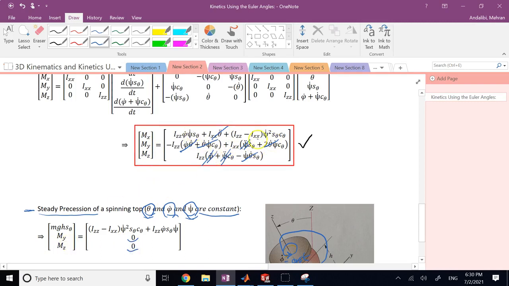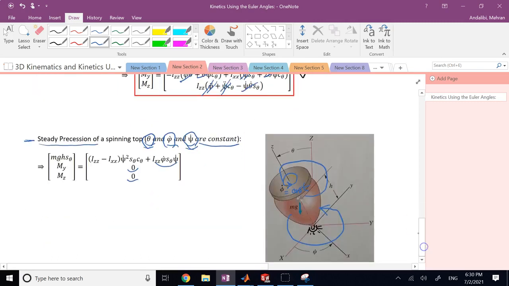From the top one, something remains, and that is, as you can see, Izz phi dot psi dot sine theta is this guy. And then this term, which is Izz minus Ixx psi dot squared sine theta cosine theta, and that is equal to the moment about x.